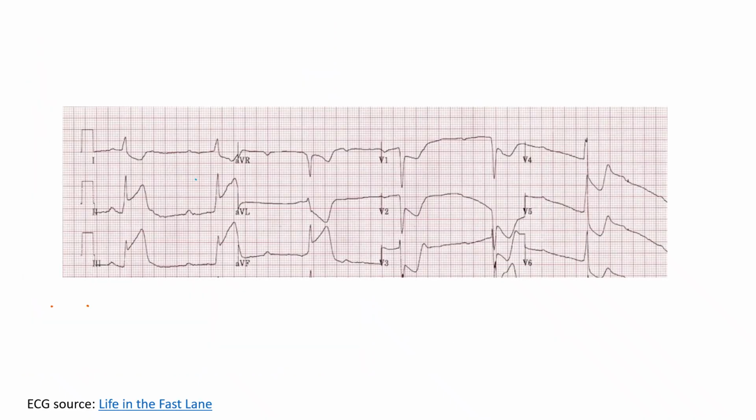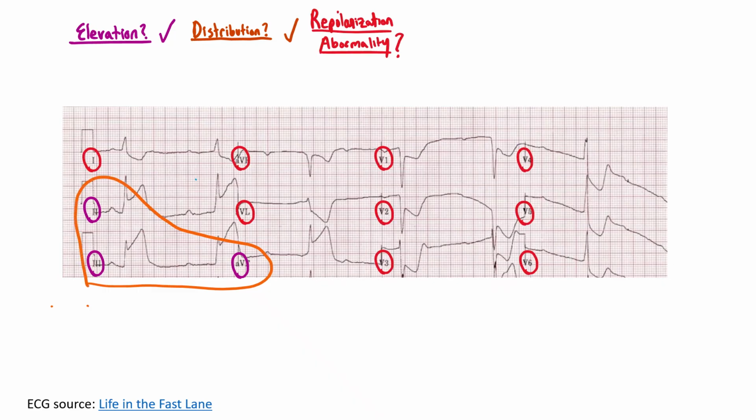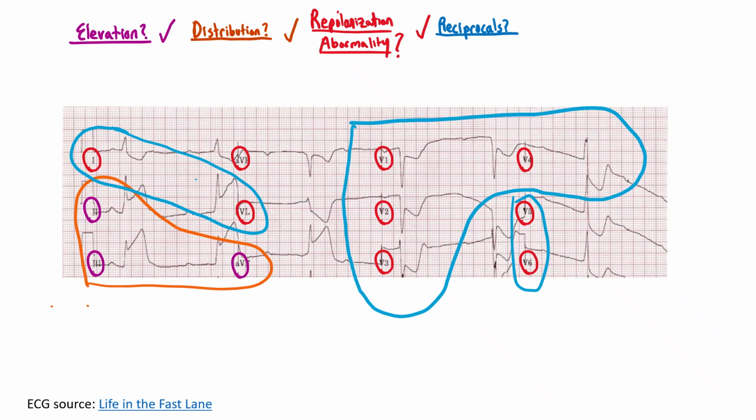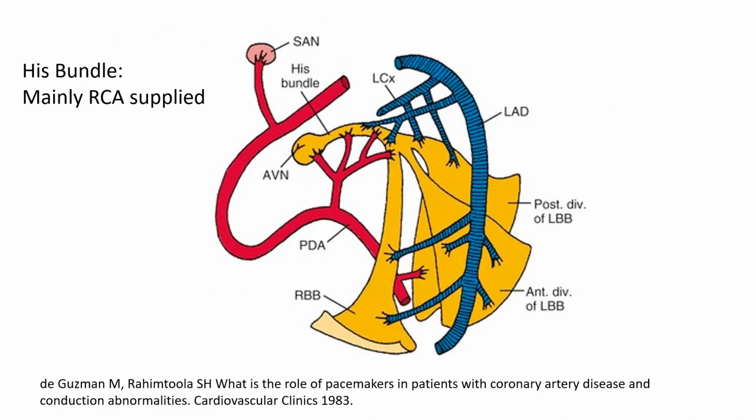Back to our ECG. At this point, I've noticed the following thing. There's elevation in the inferior leads, and there's widespread repolarization abnormality that represents high lateral reciprocals, lateral precordial reciprocals, and perhaps posterior extension of infarct given the depressions in V1 through V4. This is a case of acute right coronary artery occlusive MI.